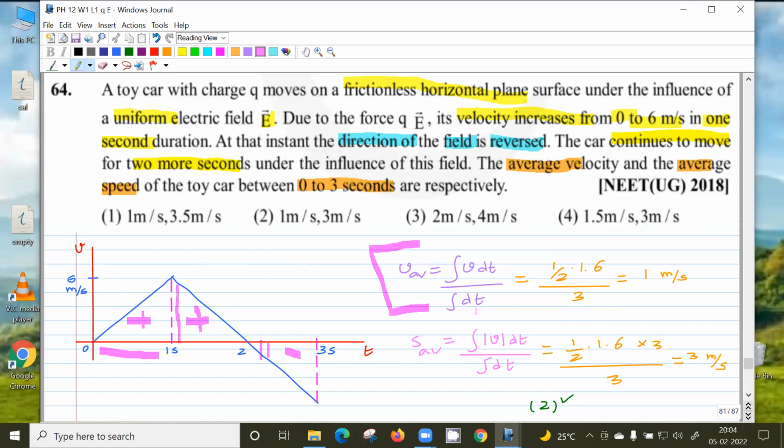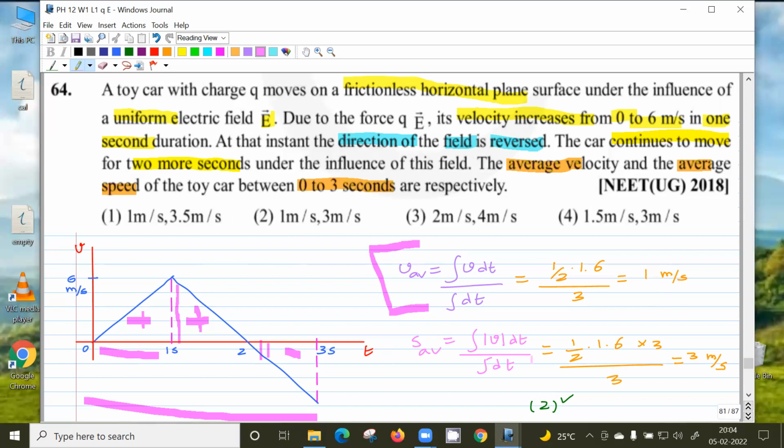See, average means I have to take the total time. So the time is from here to here, because I have to find the average from 0 to 3 seconds. I have to take the area from 0 to 3, but this area will cancel. So only this area will remain. So this area is this one divided by 3. So it is 1 meter per second. Is that clear? Yes, sir.